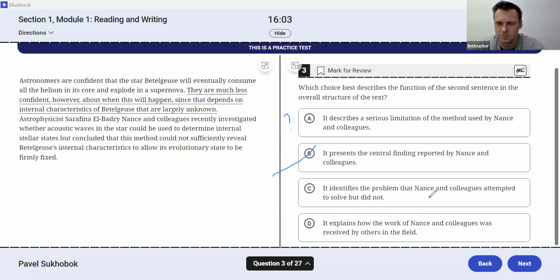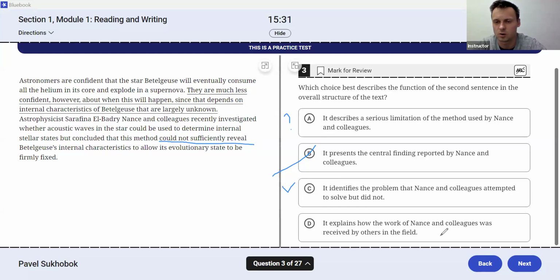C, it identifies the problem that Nance and the colleagues attempted to solve but did not. Well, that sounds pretty good, right? Because in this case, we know that they were trying to figure out if they can understand the internal characteristics of this Betelgeuse star by using this new acoustic waves method, whatever that is. In our visualization, it was that planet with a bunch of waves around it, but they weren't able to do it. They said that they could not sufficiently reveal the characteristics. So this one might very well work.